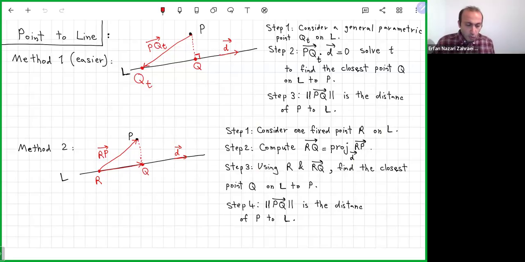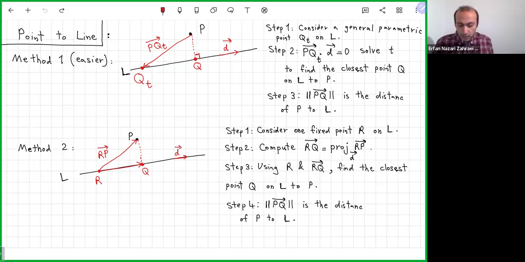Now let's consider a point and a line. For every other situation, I explain two different methods to do it. Sometimes one method is easier than the other one. For example, in these two methods, method one is easier. But I'll explain both methods. But in the example that I do after, I just use the first method to compute it. Okay, we have a point and a line. Let's say line L, point P.